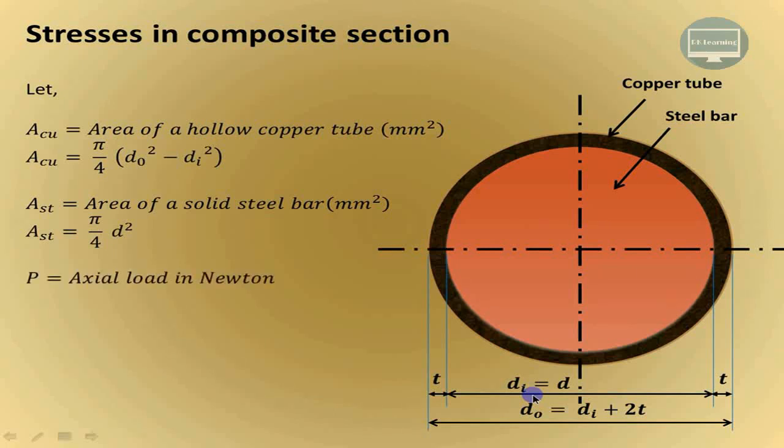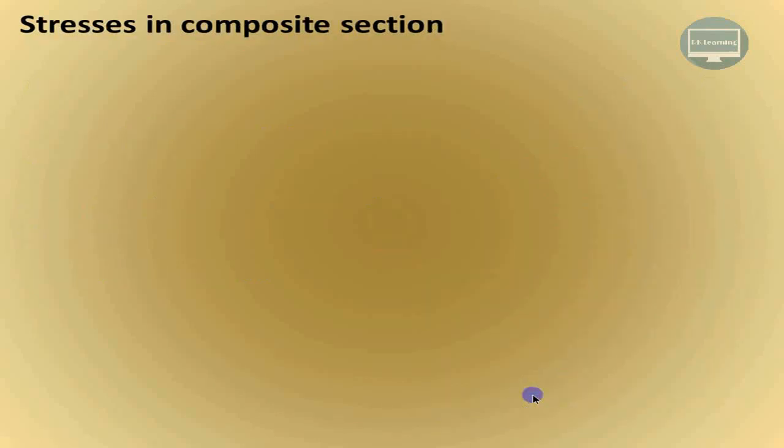And suppose the axial load which is acting on this particular composite section is P. So composite section is nothing but the section which is consisting of 2 or more materials. So here we have taken into consideration the copper tube and steel bar as the 2 different materials, and inside this particular copper tube there is a steel bar which is fitted.